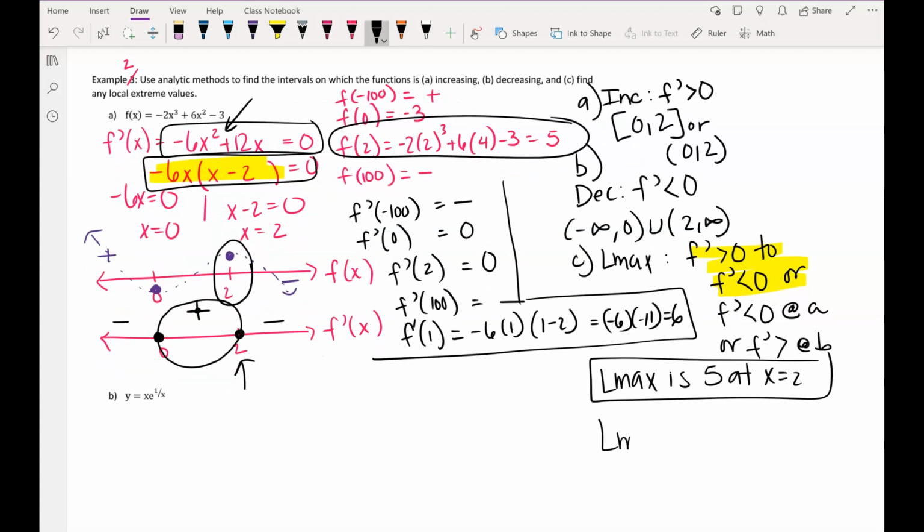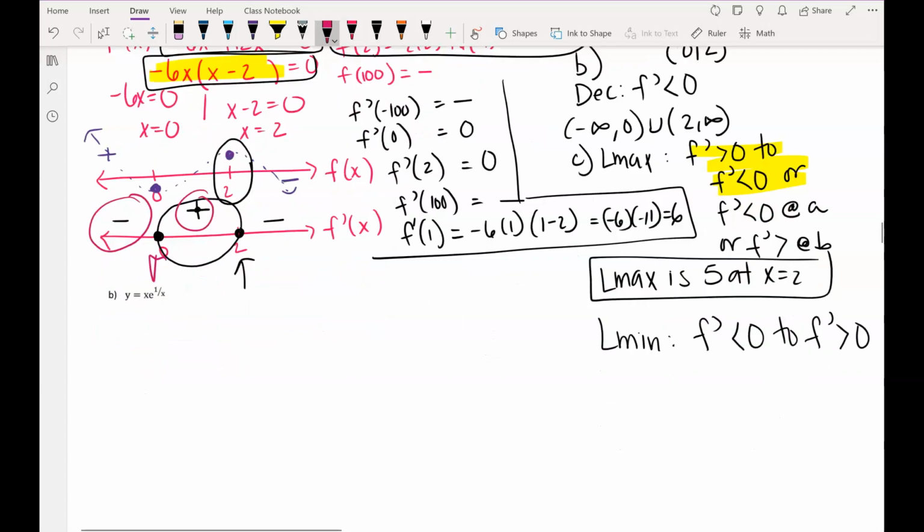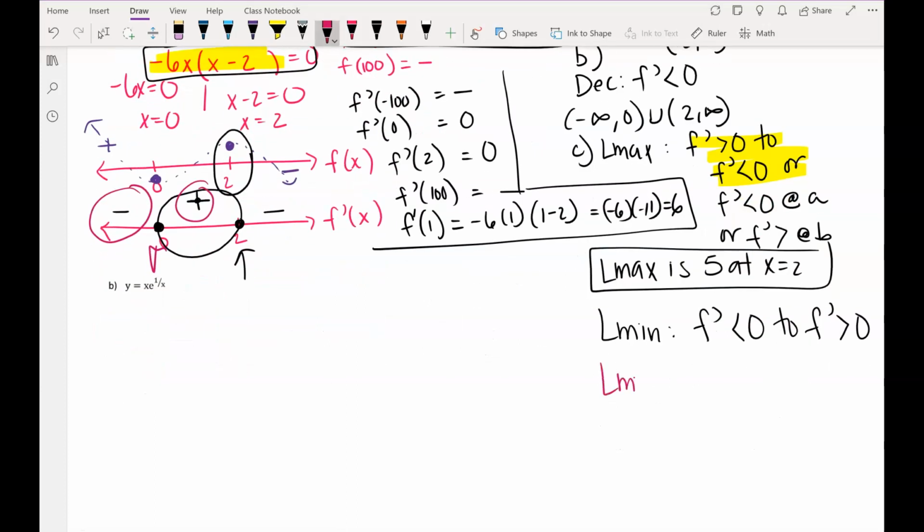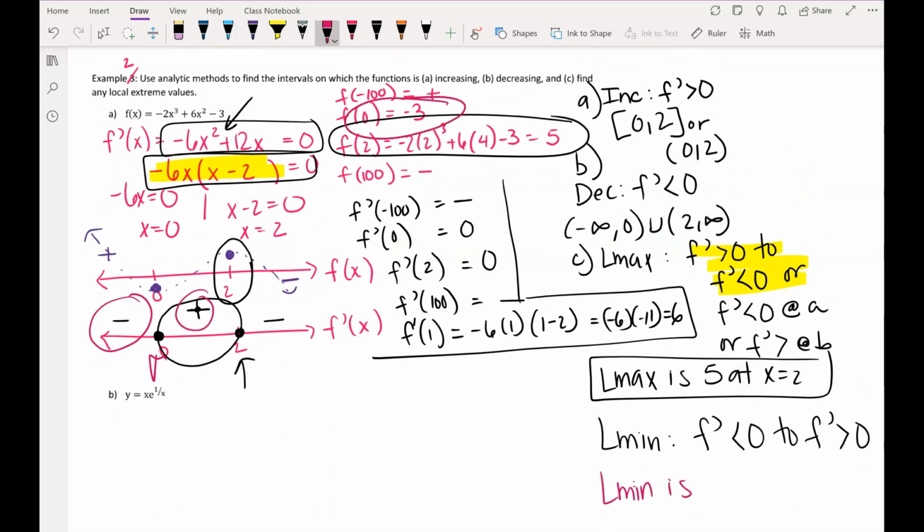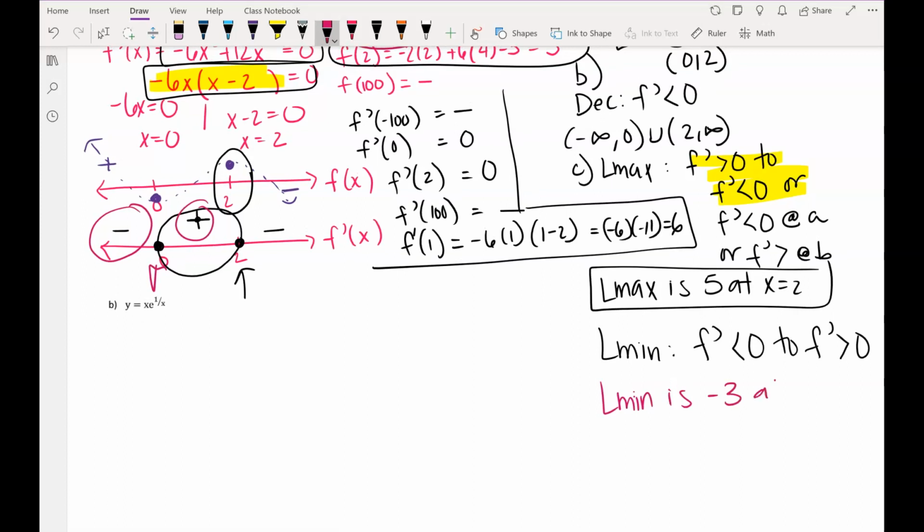Then we want to see if you have any local min. The local min is when the derivative changes from negative to positive. And I'm not writing the endpoint because we don't have any endpoint. So yes, we do have that. This right here is when we went from negative derivative to positive. So we have one local min at 0. When I plug in 0 in the original, I have negative 3. So the local min is negative 3 at x equals 0. So those are our local mins and max.